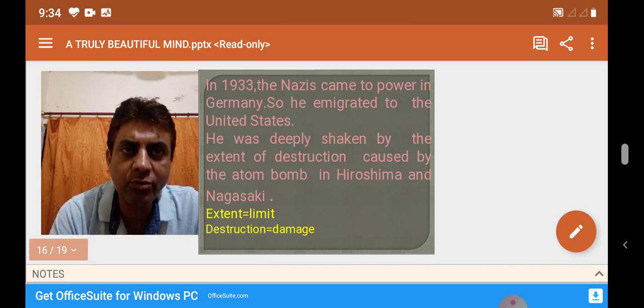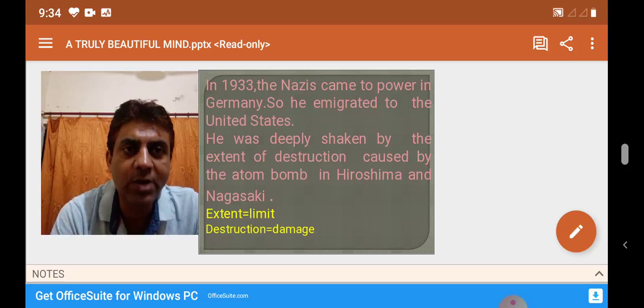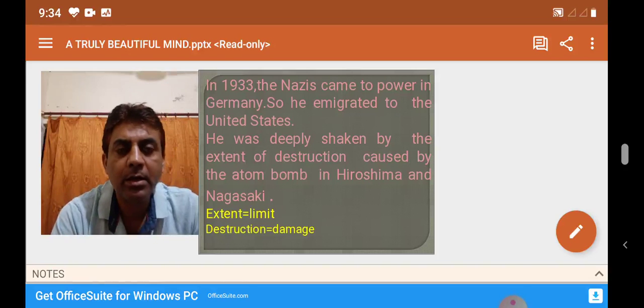In 1933, the Nazis came to power in Germany, so he immigrated to the United States. He was deeply shaken by the extent of destruction caused by the atom bomb in Hiroshima and Nagasaki. Extent means limit. Destruction means damage.